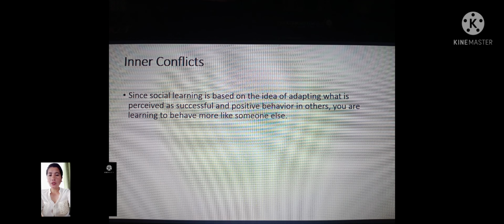Since social learning is based on the idea of adapting what is perceived as successful and positive behavior in others, you are learning to behave more like someone else. If you use this tactic too often and too intensely, it can result in inner conflict. If the new behaviors are contrary to your own views, in the long run, this leads to active internal resistance and prevents any learning process.